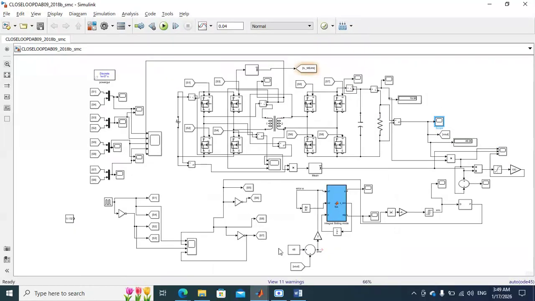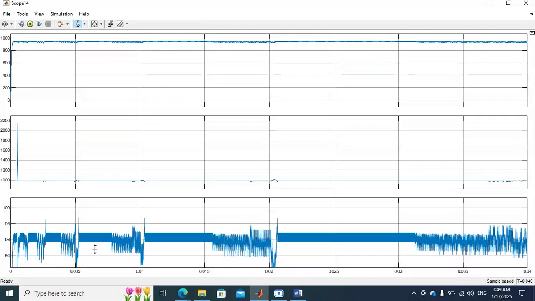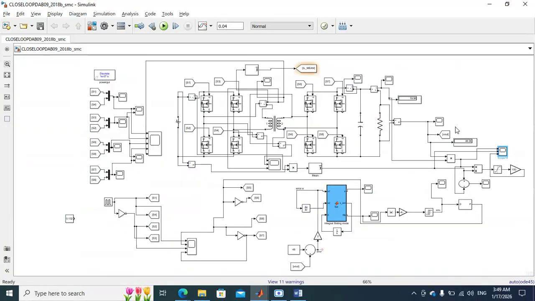With sliding mode control the efficiency is around 96%. So with sliding mode control the efficiency also increased compared to the PI controller. These are the improvements compared to the PI controller, and the DAB converter can adapt more quickly with the help of sliding mode control.